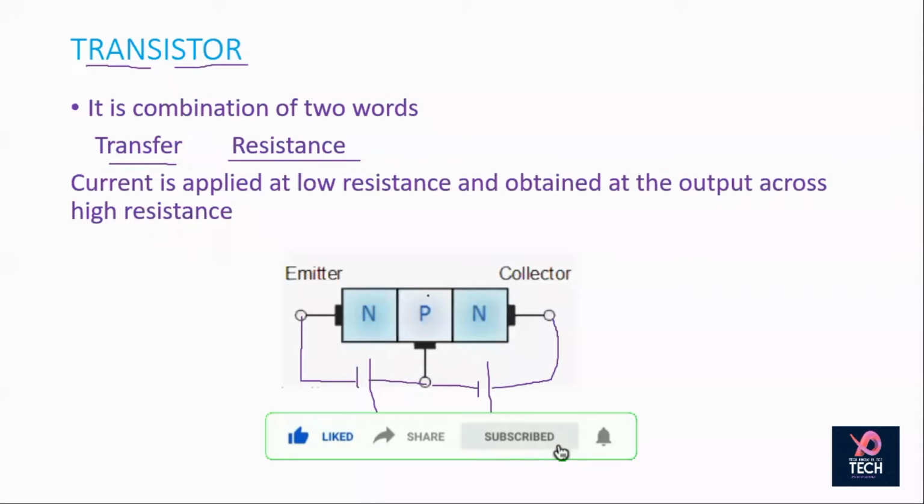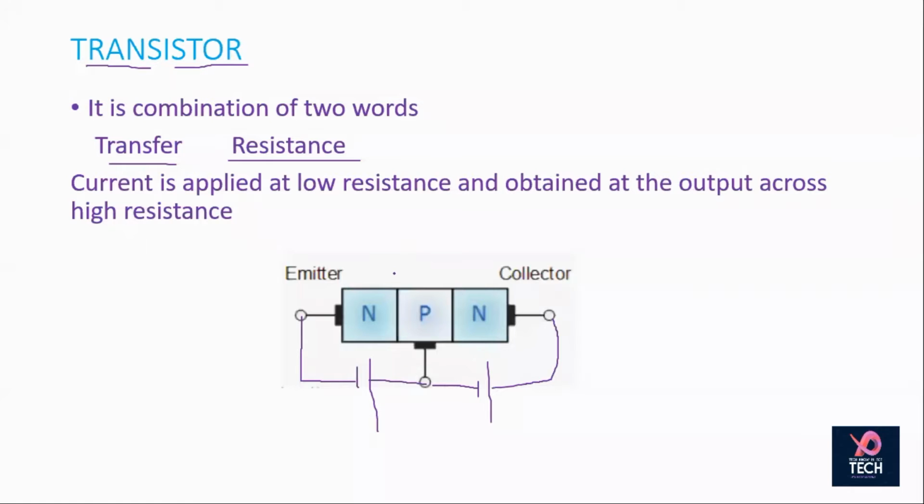When you look at this, this particular junction is forward biased, so resistance is very, very low, almost equal to zero, maybe 10 ohms. And here, this particular junction is reverse biased, so it has a very high resistance. Ideally it is infinity, but it has some value, maybe in kilo ohms. So when you apply a signal across this junction, junction J1, that is at a low value.